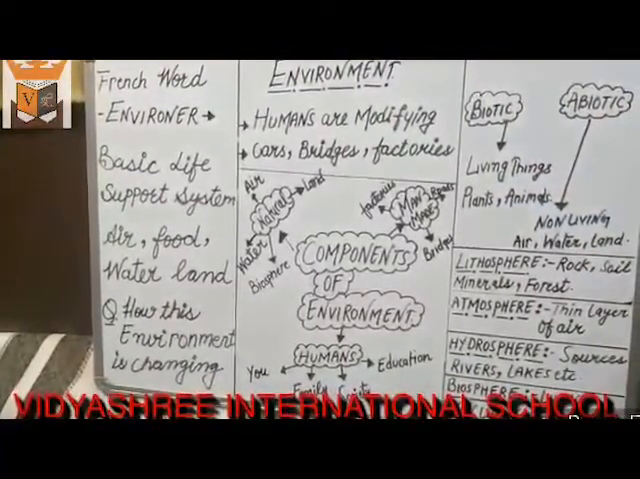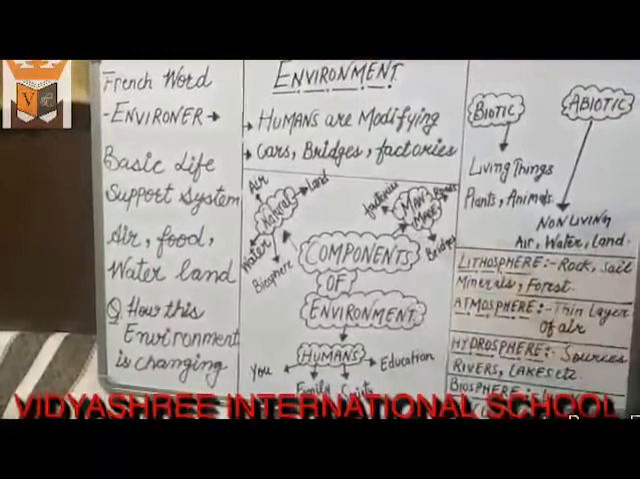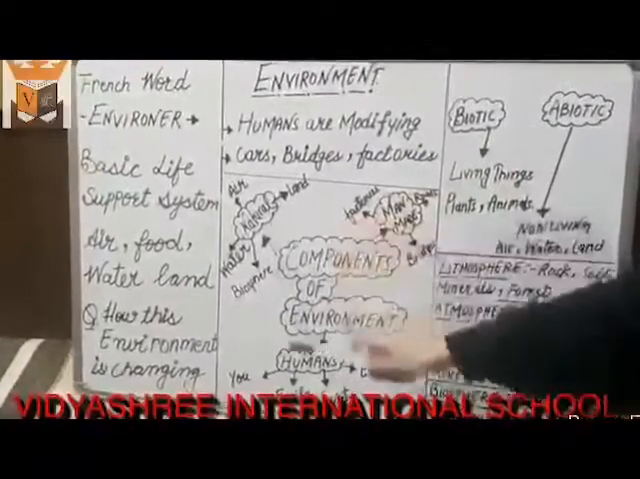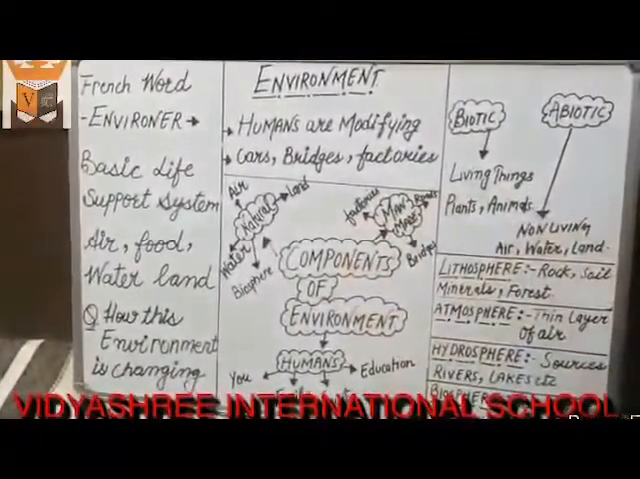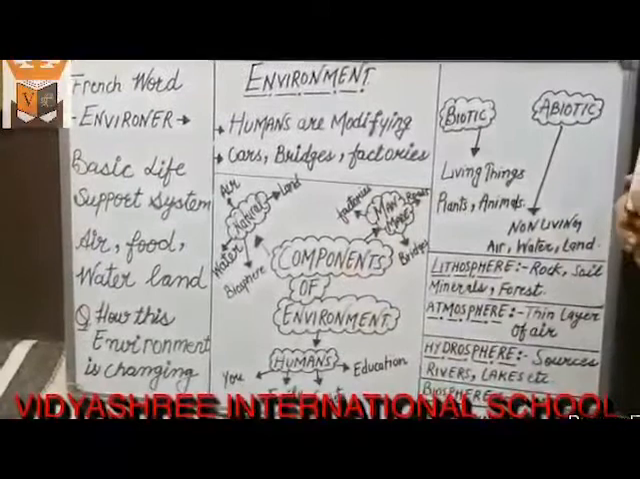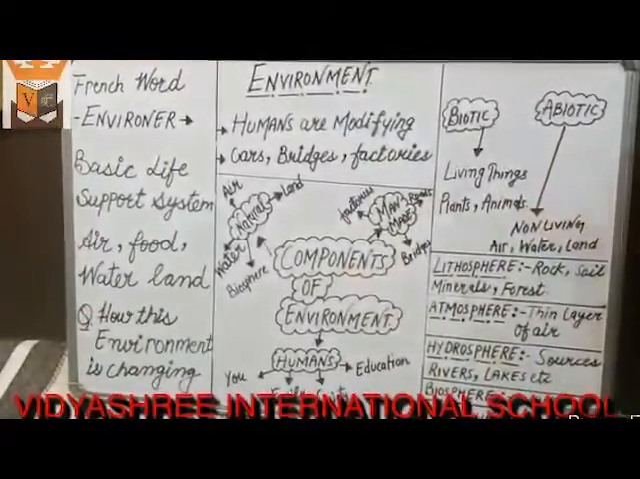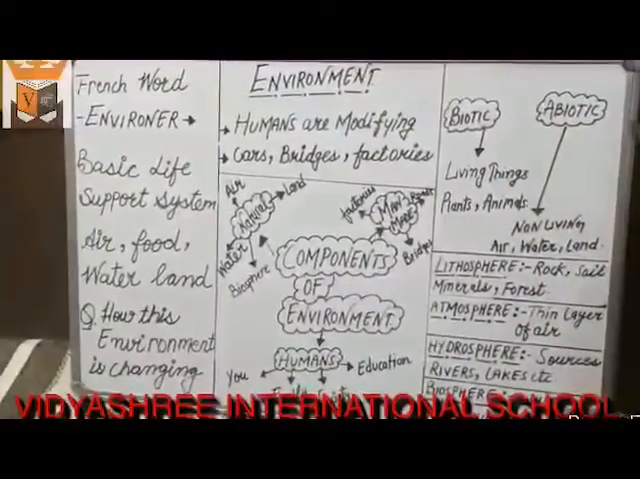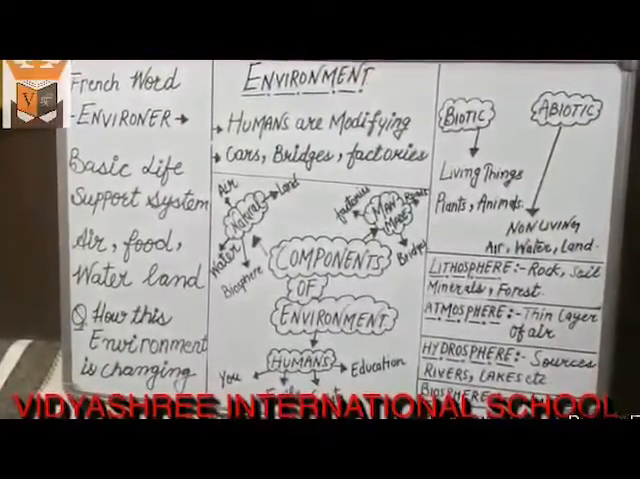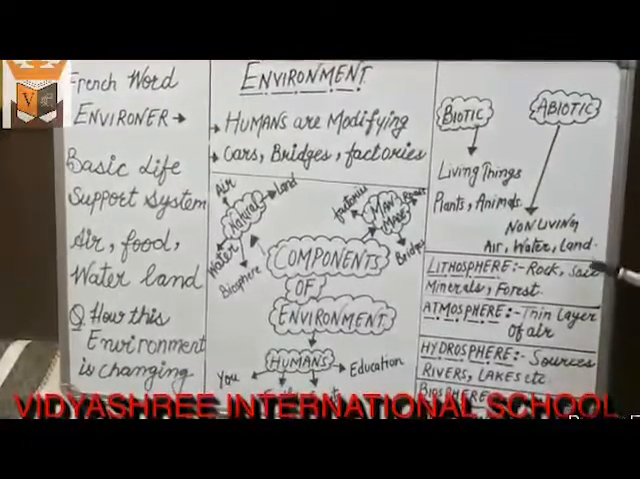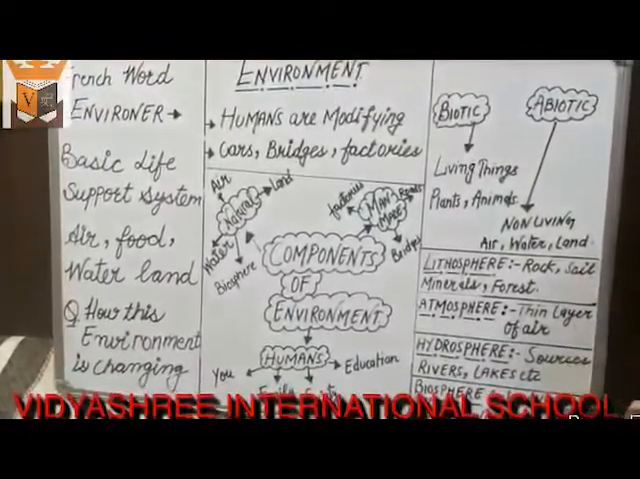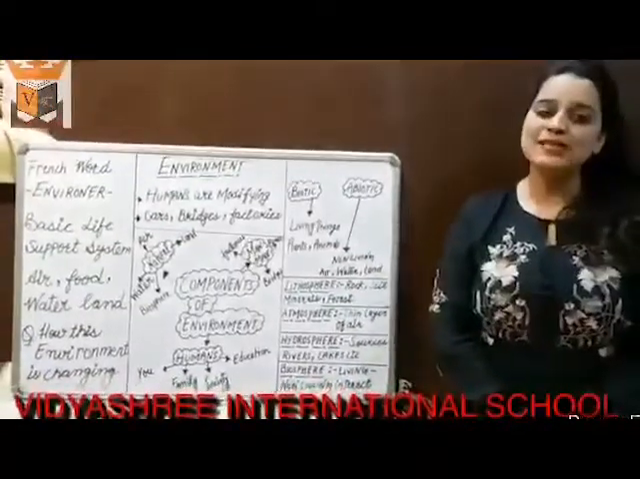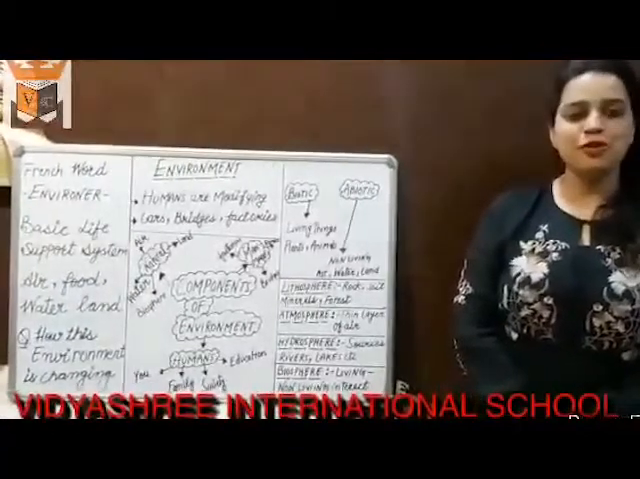The next topic we discussed today is components of the environment. There are three basic components of the environment: natural environment, humans, and human-made environment. The next topic we discussed is biotic components, that all living things come under biotic components and all the non-living things come under abiotic components. The next thing we discussed today is the lithosphere, atmosphere, hydrosphere and biosphere. So this was the brief description of our first chapter of geography.